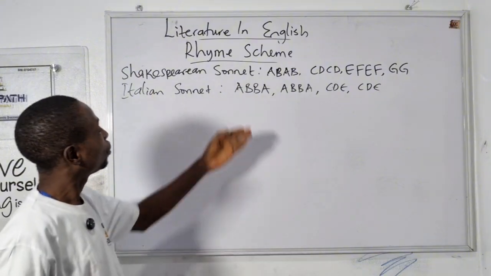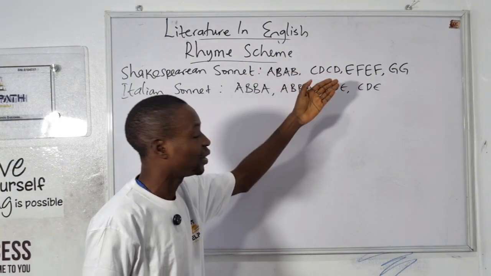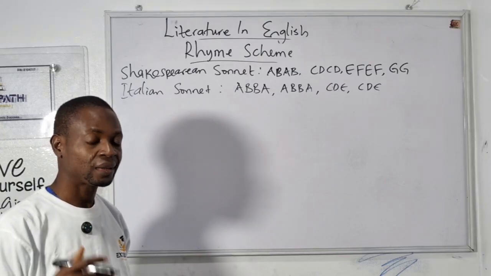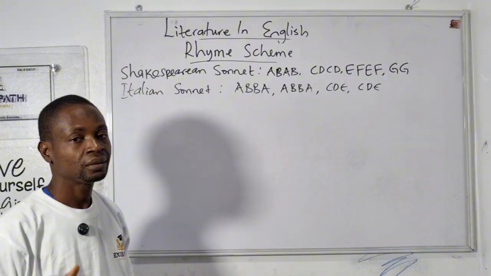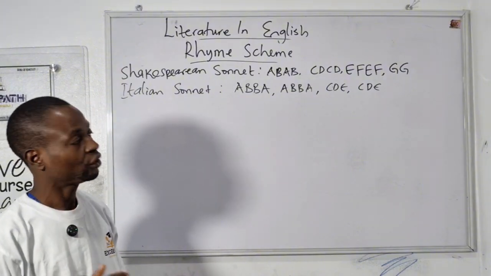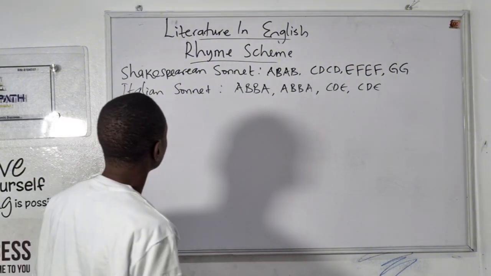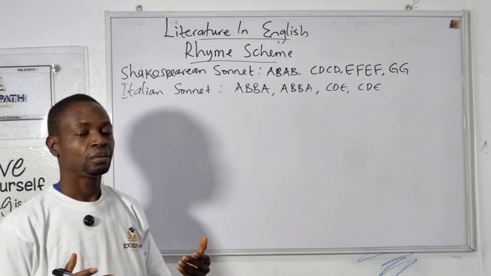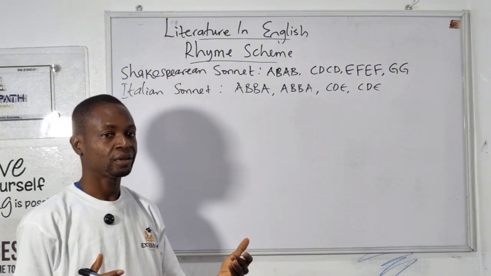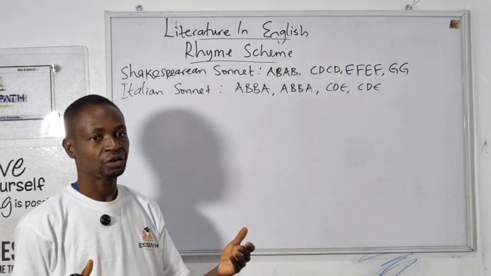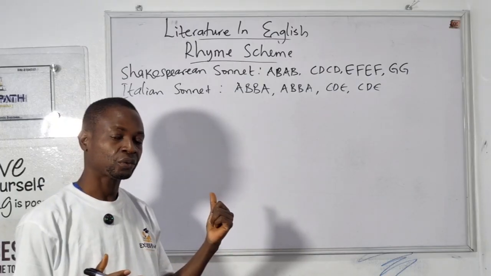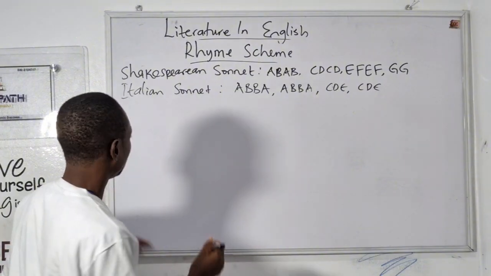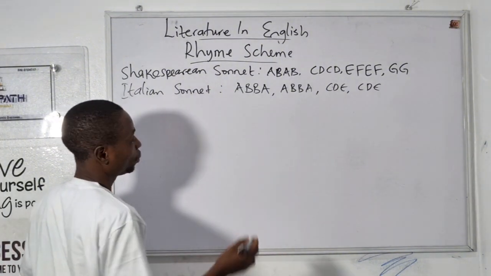So, how will you now discover this rhyme scheme in a poem before you say that the poem has Shakespearean rhyme scheme or Italian rhyme scheme? How do you do that? Now listen. Just like you were taught in English language, rhyme, you can apply the knowledge of your rhyme in English to this particular topic, to ease your understanding of this topic. For example, look at this. In your English language, your teacher told you something like this.